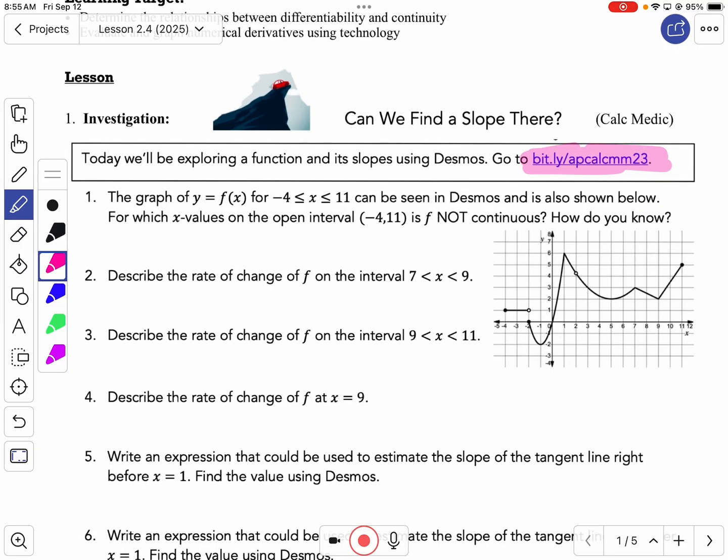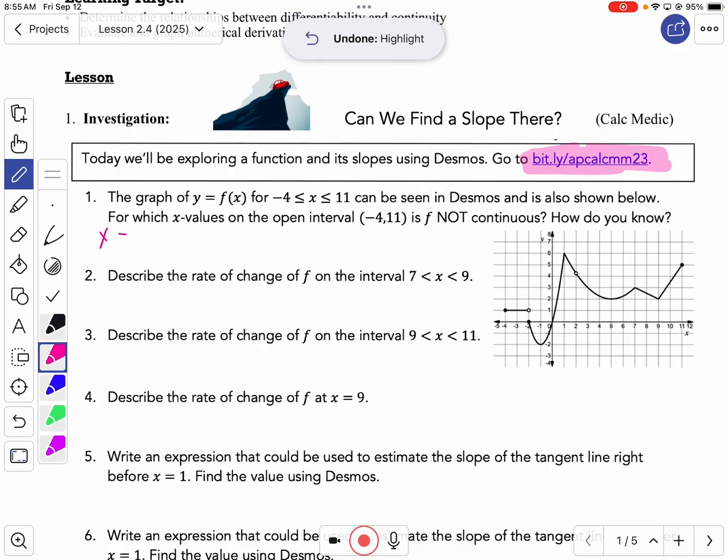is also shown below. Which x values is it not continuous? Okay, where is this function not continuous? -2. Oh, writing with a highlighter, that's not going to work. At x equals -2. Why at -2? Okay, it's a jump discontinuity. And then where else? At +2, and what's going on there? It's a removable discontinuity or a hole.